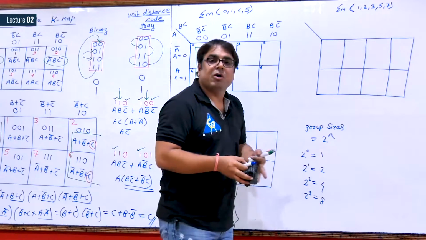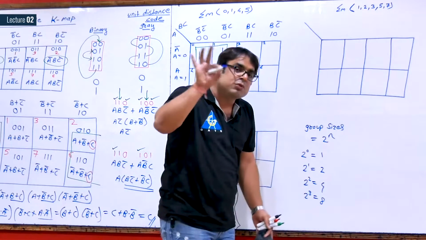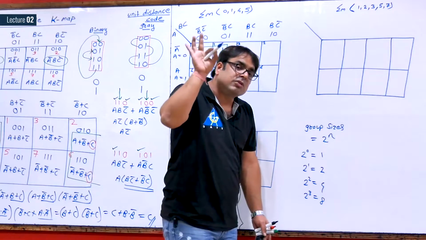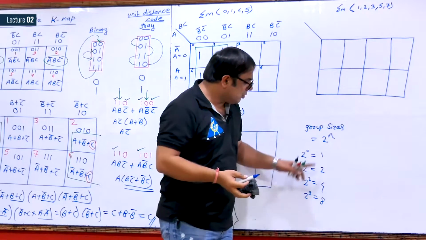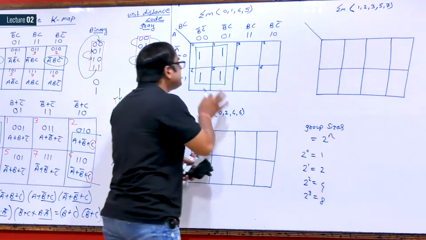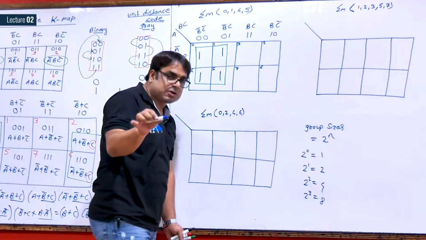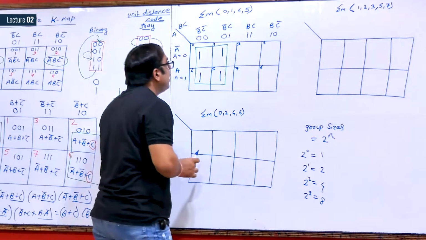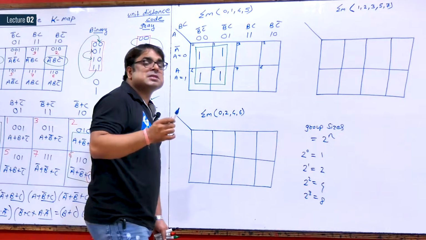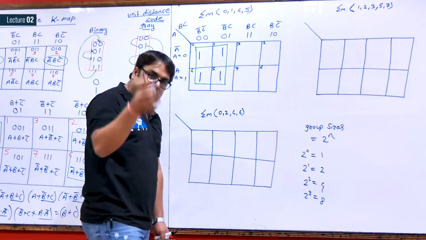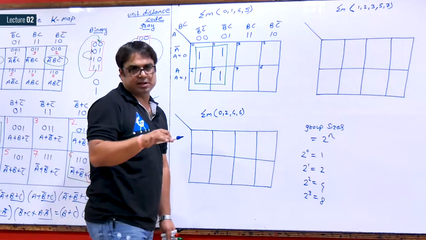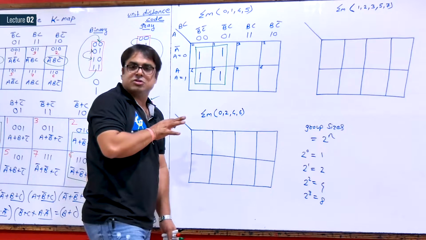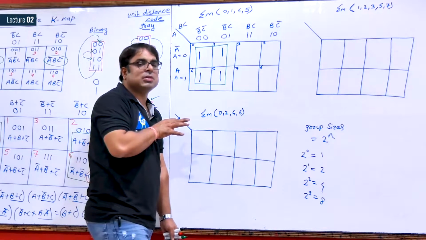Why 1? Because if there is no group possible, we have to mark all of them individual. That is why 1, 2, 4 and 8. So group size of 4 is possible, group size of 2 is possible, group size of 8 is possible, group size of 6 is never possible. What are the shapes of group possible? Straight line, either horizontal or vertical, and rectangle is also possible.